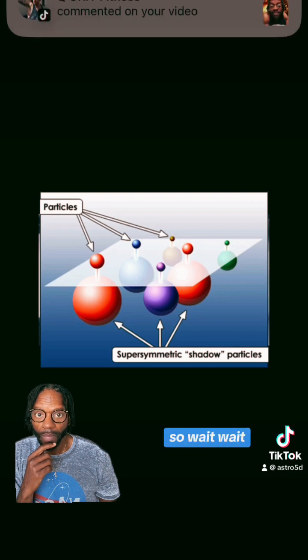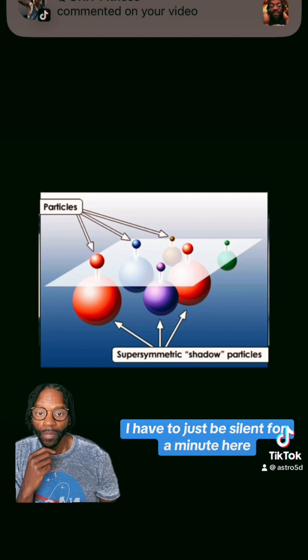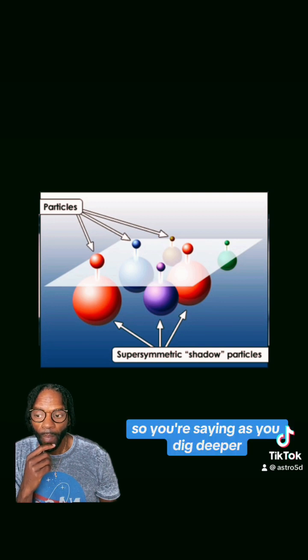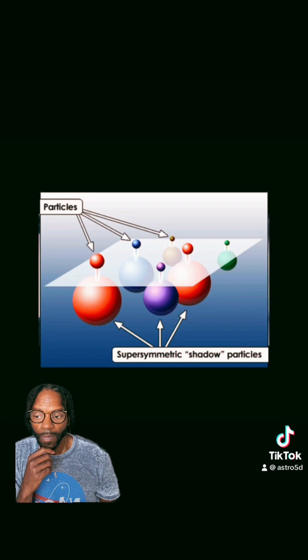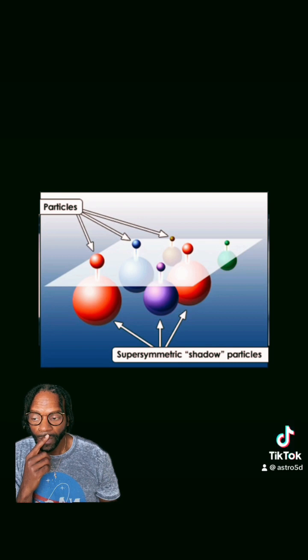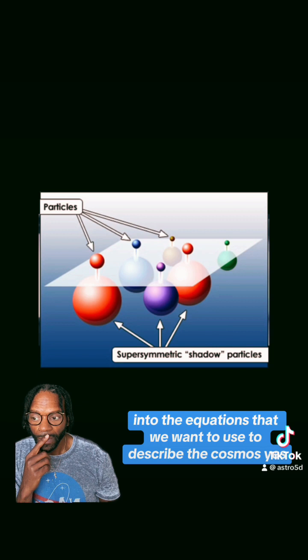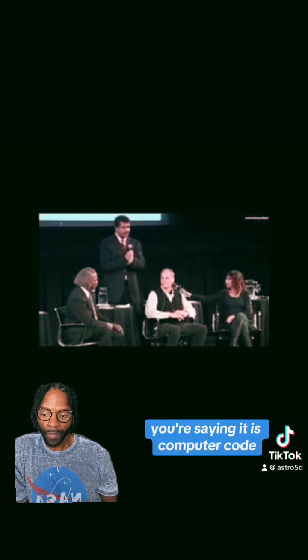That is correct. So, wait, I have to just be silent for a minute here. So you're saying as you dig deeper, you find computer code writ in the fabric of the cosmos. Into the equations that we want to use to describe the cosmos, yes. Computer code. Computer code, strings of bits of ones and zeros. It's not just sort of resembles computer code. You're saying it is computer code.